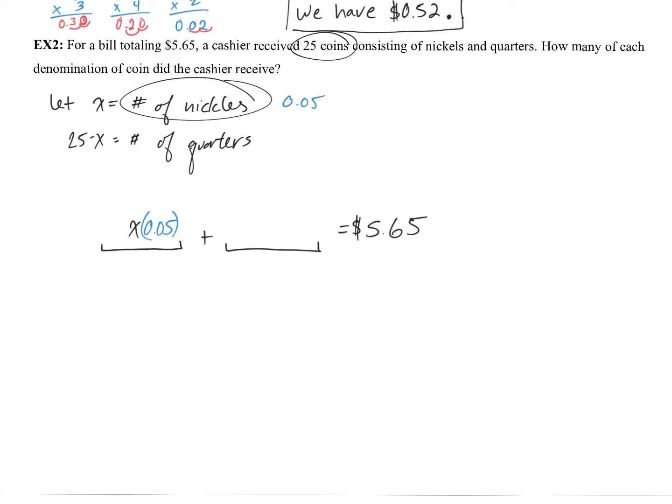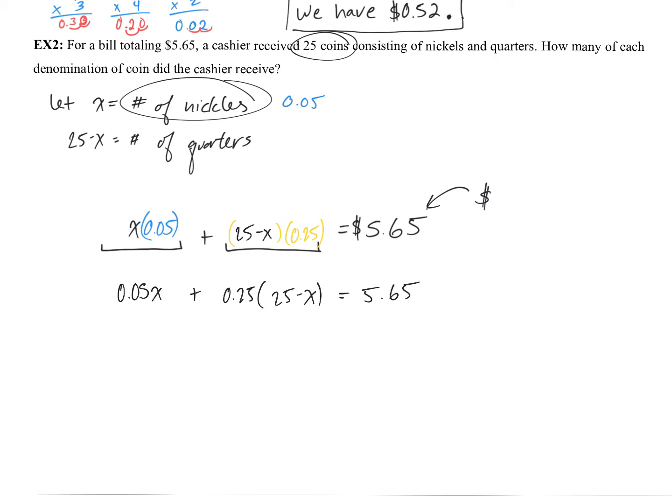We're going to go ahead and do the 25 minus X, but since we're talking about money, we have to multiply it by the denomination, or how much quarters are worth, which is 0.25. Okay, so we have our equation now in terms of dollars. All the numbers have to do with dollars, so let's go ahead and multiply out. We have 0.05 times X plus 0.25 times 25 minus X equals 5.65.